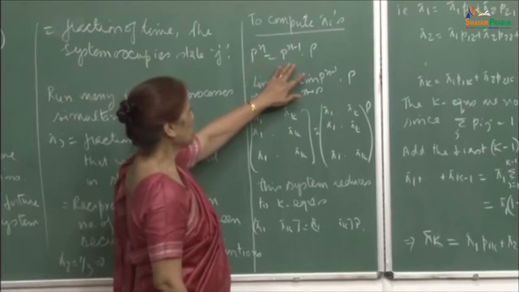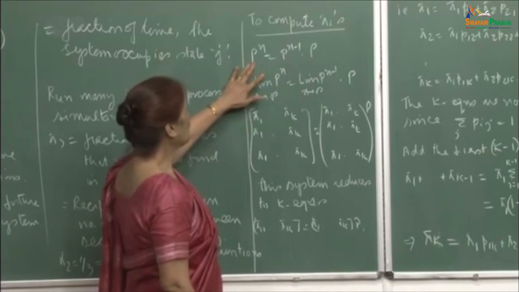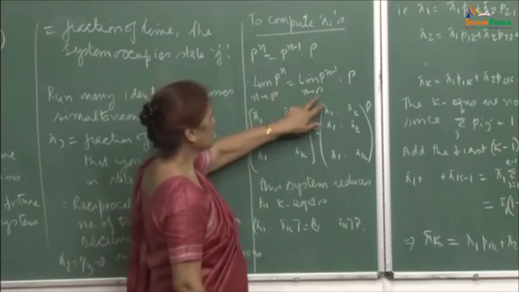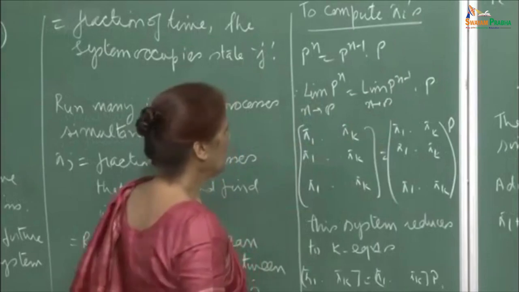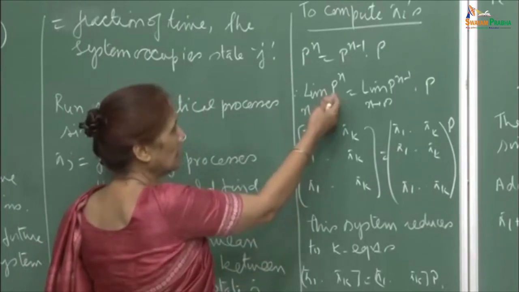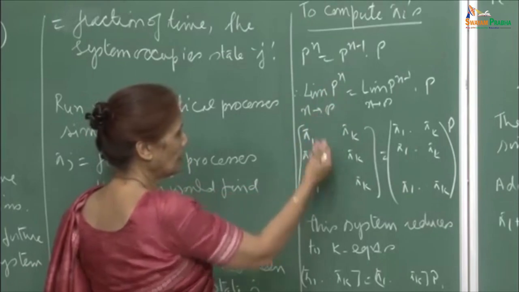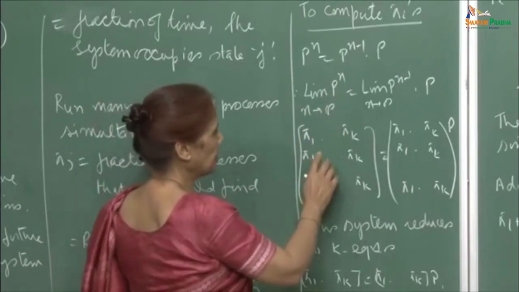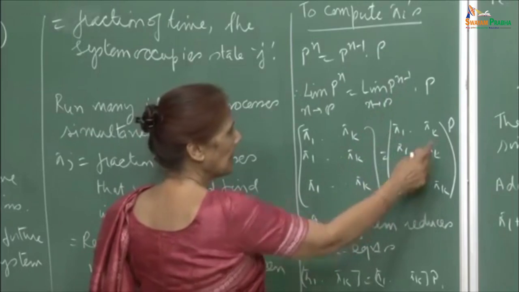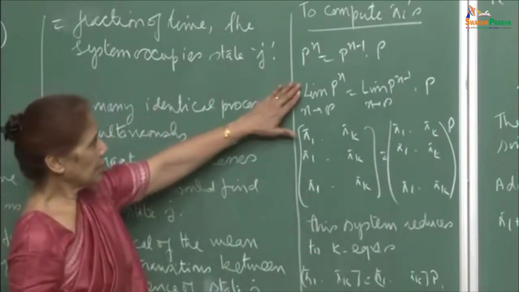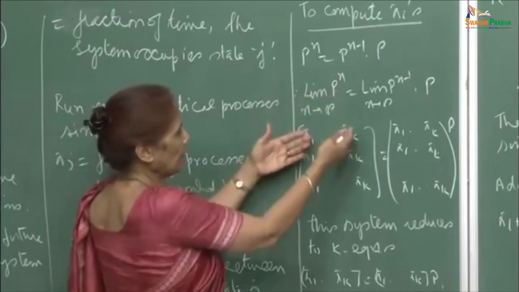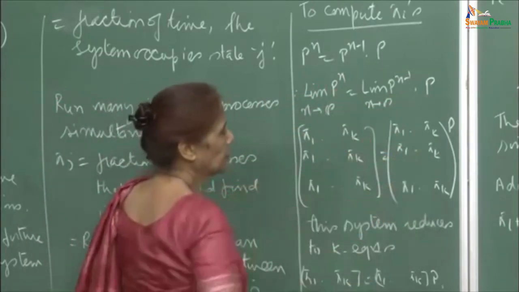See, P^n can be written as P^(n-1) into P, the nth power of the transition matrix. So, if I take the limit on both sides, this is limit P^n as n goes to infinity, and this is limit P^(n-1) as n goes to infinity into P. Now, since we have assumed that the pi i's exist, each row of P^n in the limiting value would be pi1, pi2, ..., pik. So, all the rows are identical. Therefore, on this side also you get the matrix with rows pi1, pi2, ..., pik, and so on. Similarly, P^(n-1) will also converge to the same matrix, and this times P. So, the limiting behavior, I can just break up in this way. And so, if this goes in the limit to this matrix, this will also go to the same matrix, and therefore, you have these equations.